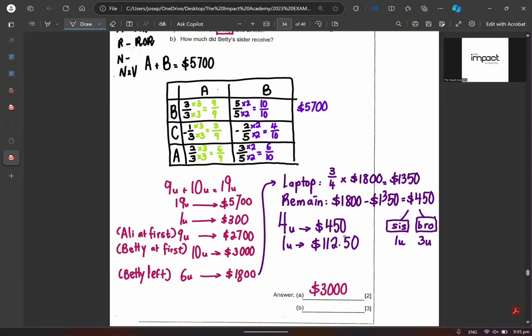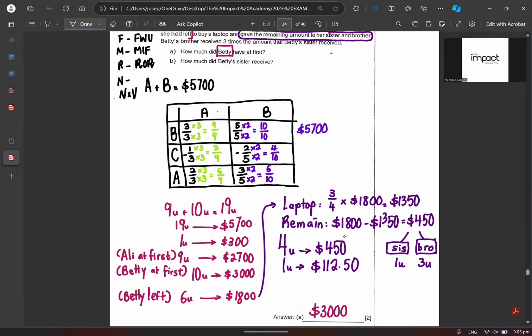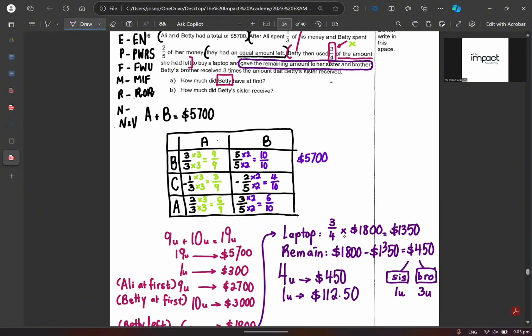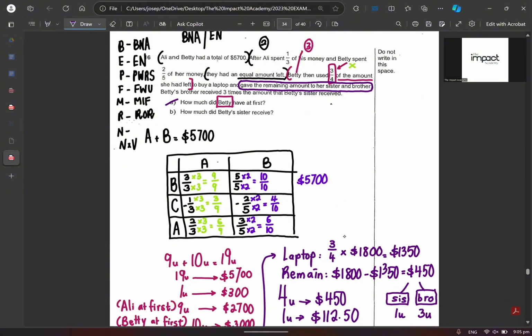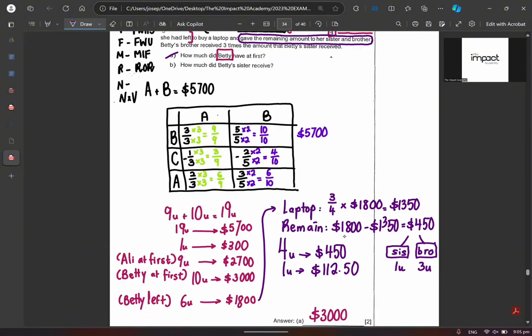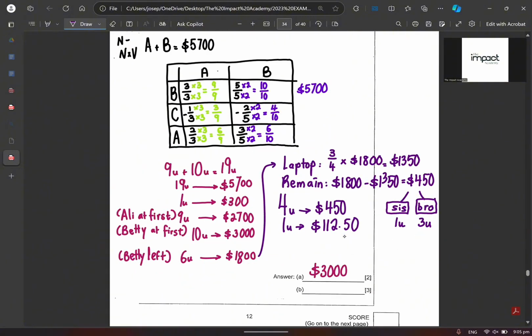Now I am going to ask myself, the question says what? A is done, right? B says, how much did Betty's sister receive? We already got B, Betty's sister. Very good. So therefore, my answer for this question has to be $112.50.